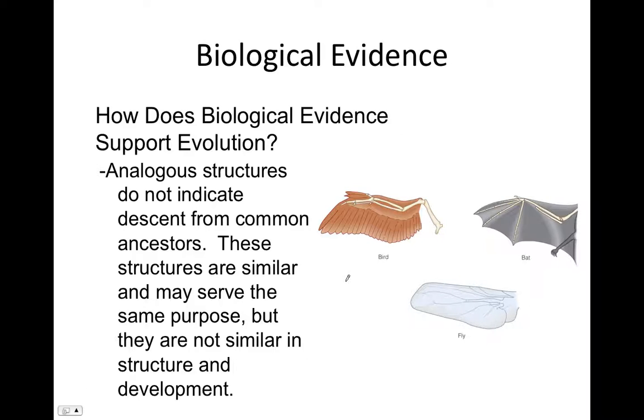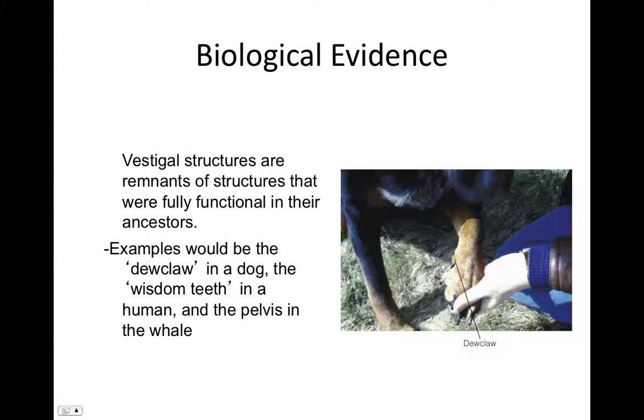So analogous structures do not indicate descent from common ancestors. These structures are similar and may serve the same purpose, but they are not similar in structure and development. They're analogous because they serve the same purpose, but they have different evolutionary ancestry. Unlike homologous structures, which serve different purposes, like the paddle of the whale, the wing of the bat, and the hand of the human, but come from the same evolutionary ancestry.